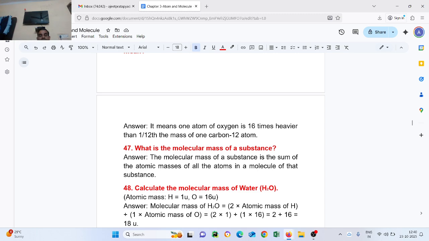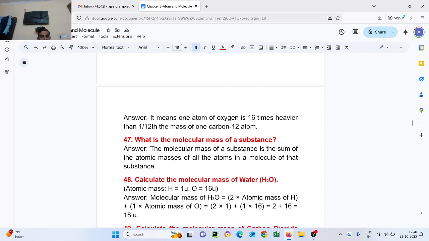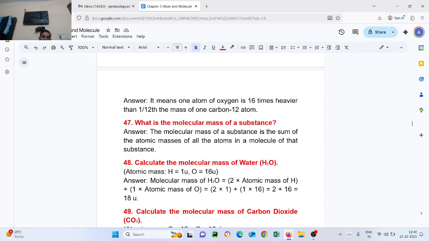Question number 48. Calculate the mass of water, H2O. Atomic mass: H is 1 u, O is 16 u. Answer: Molecular mass of H2O is equal to 2 multiplied by the atomic mass of hydrogen plus 1 multiplied by the atomic mass of oxygen, equal to 2 multiplied by 1 plus 1 multiplied by 16, equal to 18 u.